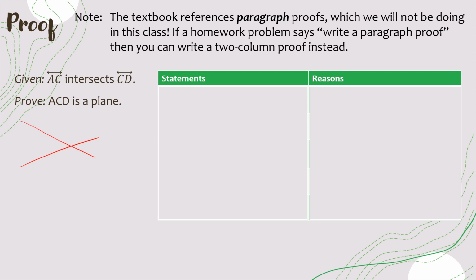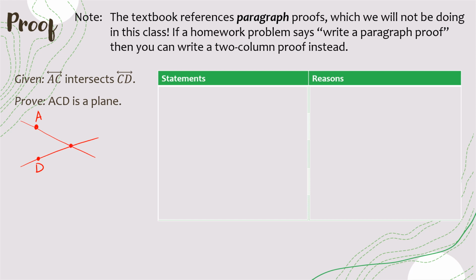I'm going to draw my 2 lines intersecting. Now I'm going to label those lines. One of them is AC, so here's point A. One of them is CD, so I'm going to put point D. Notice I skipped point C. Think about where C should go.